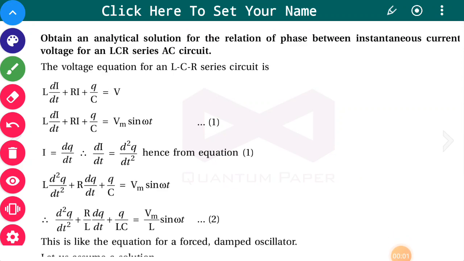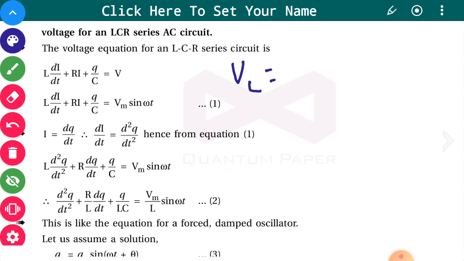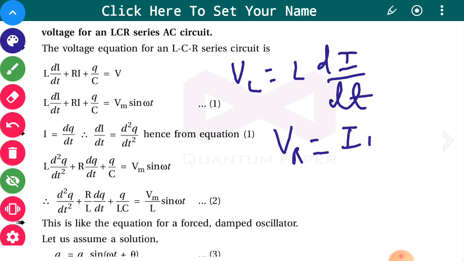Today we shall discuss the analytical solution of the series LCR circuit. Now see, whenever the three components L, C and R are joined in the circuit, then voltage across inductor, as you know, is L di by dt. Then voltage across resistor is I into R. The voltage across capacitor is Q upon C.